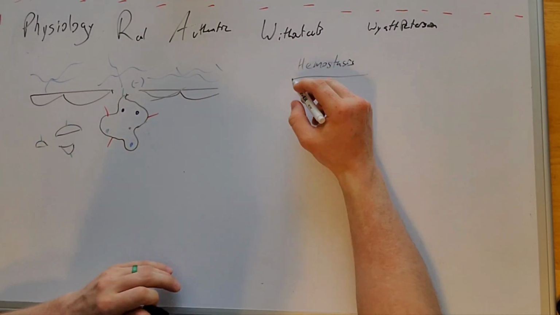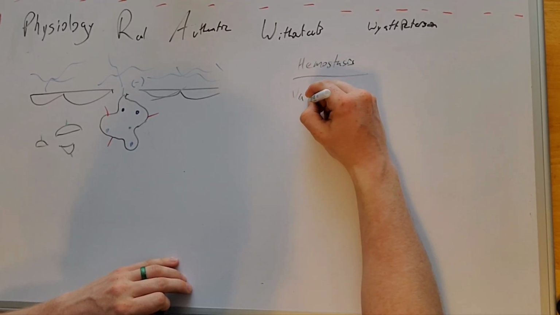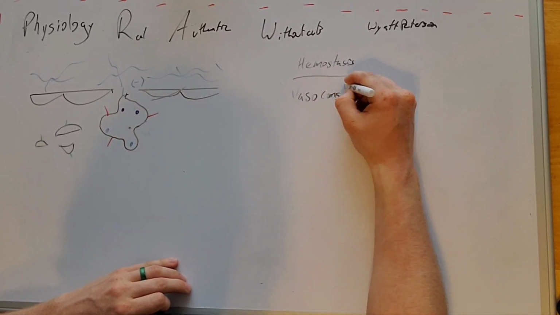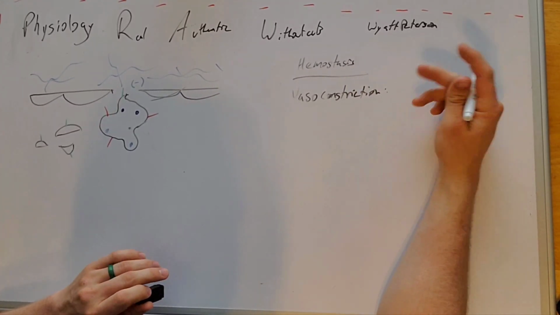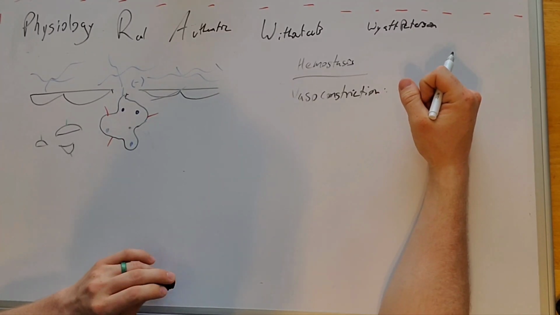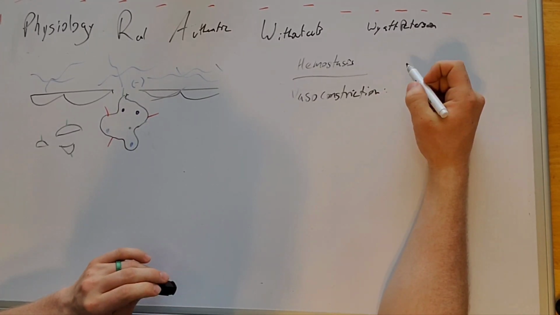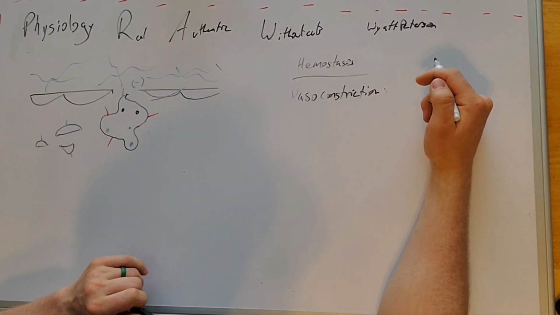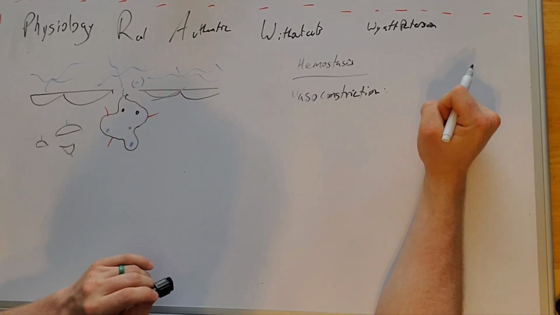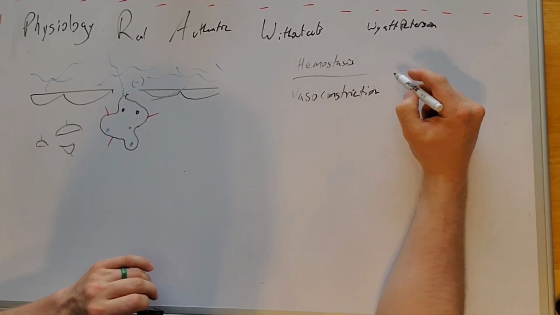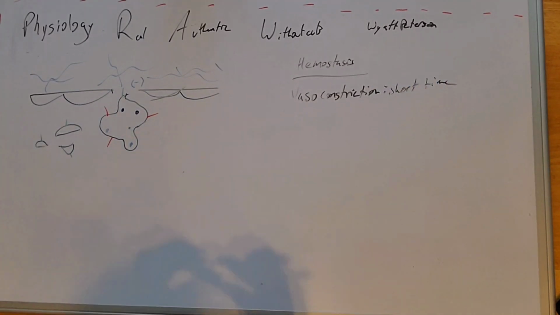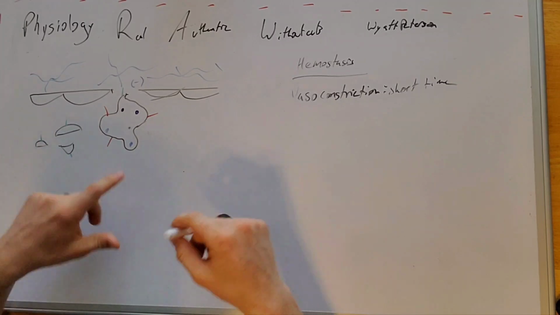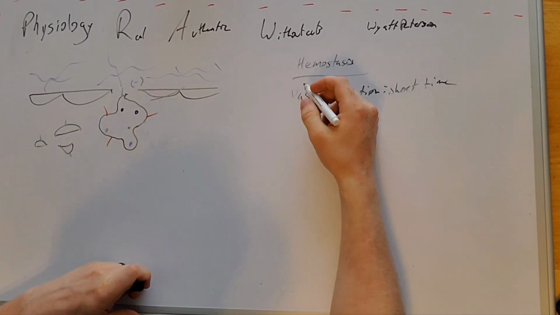But the first is vasoconstriction. And so when trauma or damage happens, the smooth muscle in the arterioles will constrict, and sometimes that will even completely shut off the blood flow to that area. But that's only for a short time. Eventually, blood will have to continue flowing into that, and that's what this next part is.